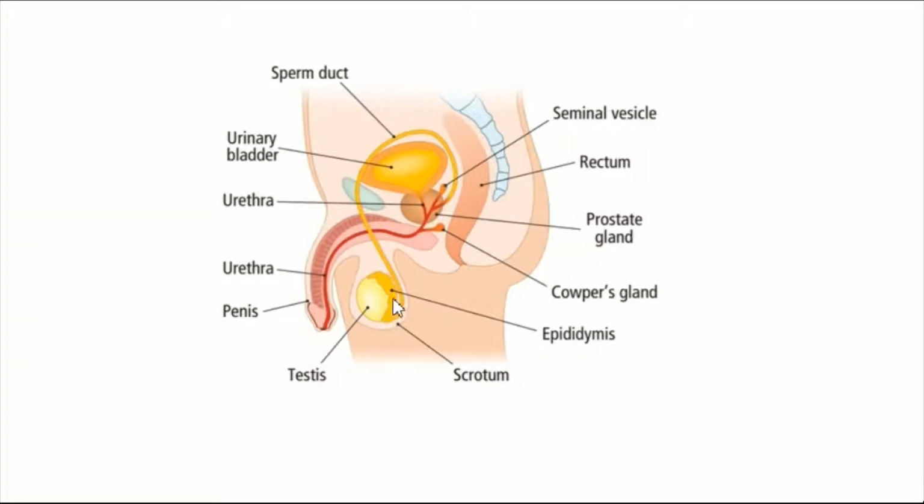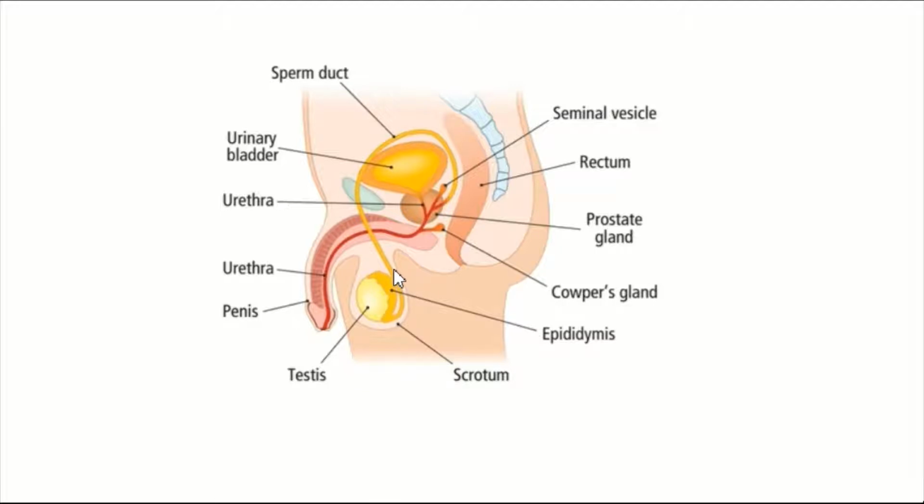And then right above your testis you have your epididymis. As the sperm cells are produced in the testis, they are then stored here in the epididymis. This is where they are temporarily stored and matured, and whenever they are ready to be ejected out, they will come from the epididymis. So this is the storage of your sperm cells.